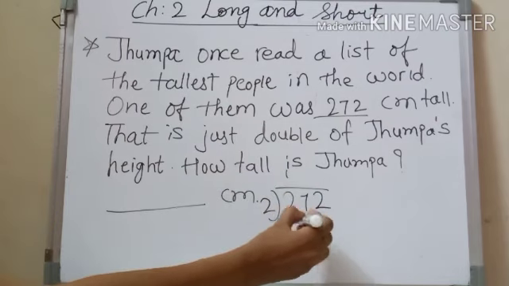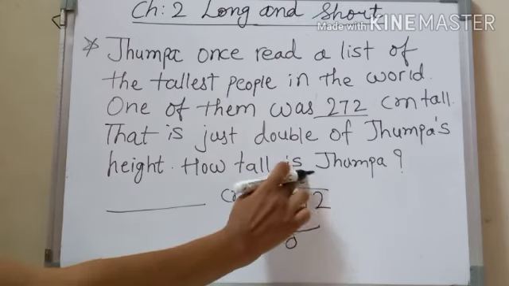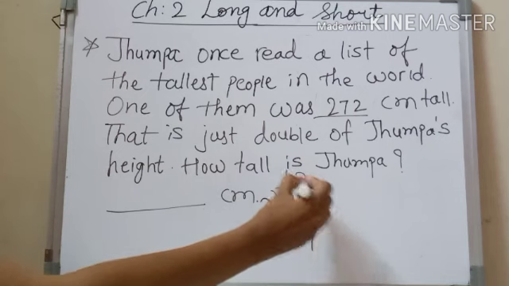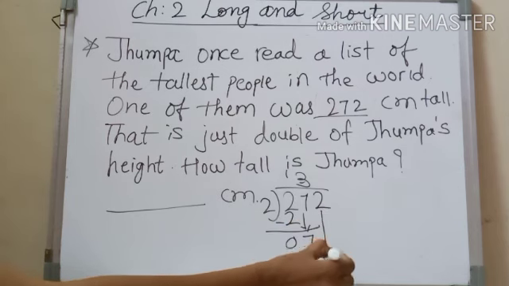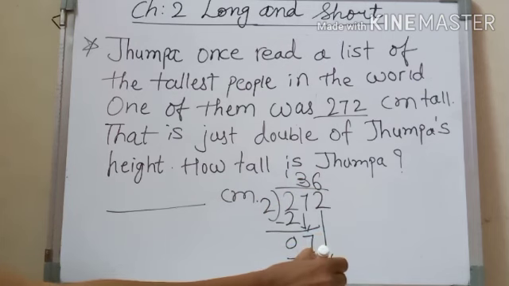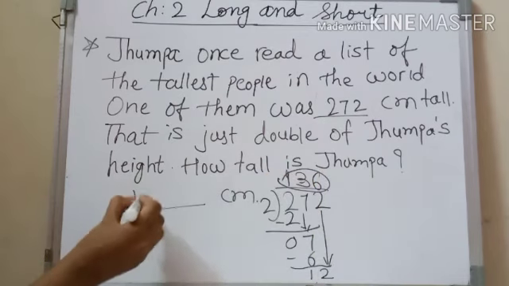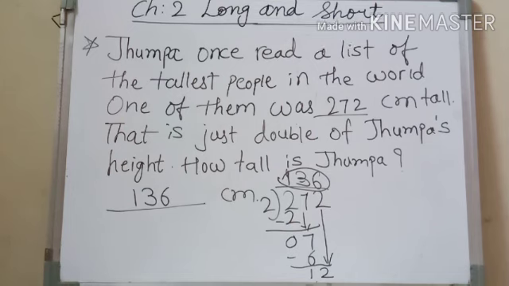So 2 ones are 2. 2 minus 2 is 0. Then first we have to take down 7. Now 7 divided by 2. 2 threes are 6. Now 7 minus 6 is 1. Again we take down 2, so we get the number 12. And 2 sixes are 12. So 12 minus 12 is 0. So Jhumpa's height is 136 centimeter, half of the tallest person's height. This example is given on textbook page number 50.